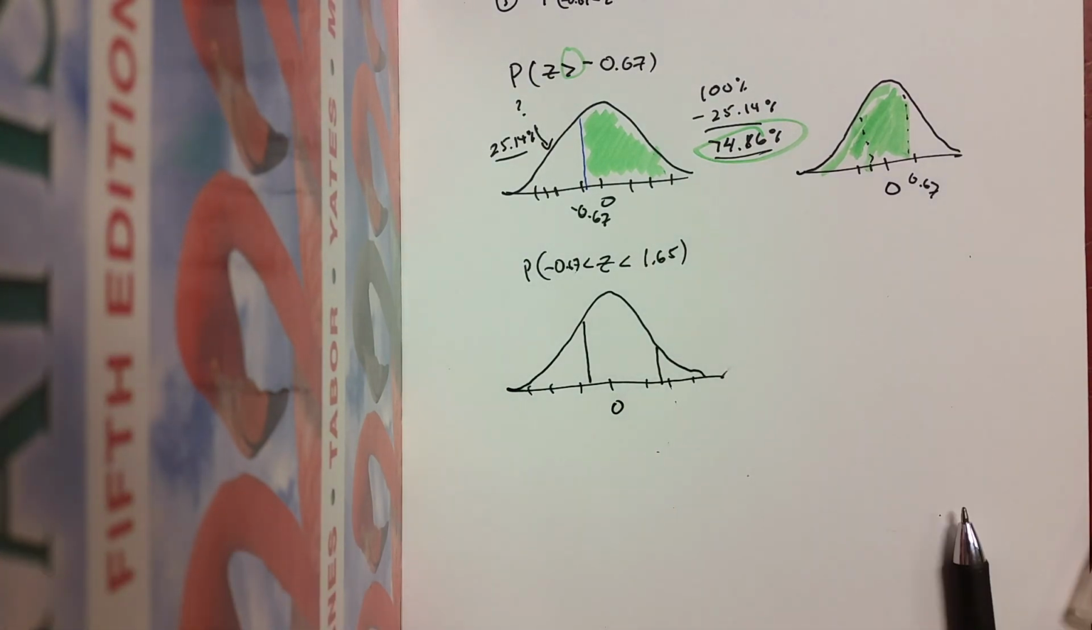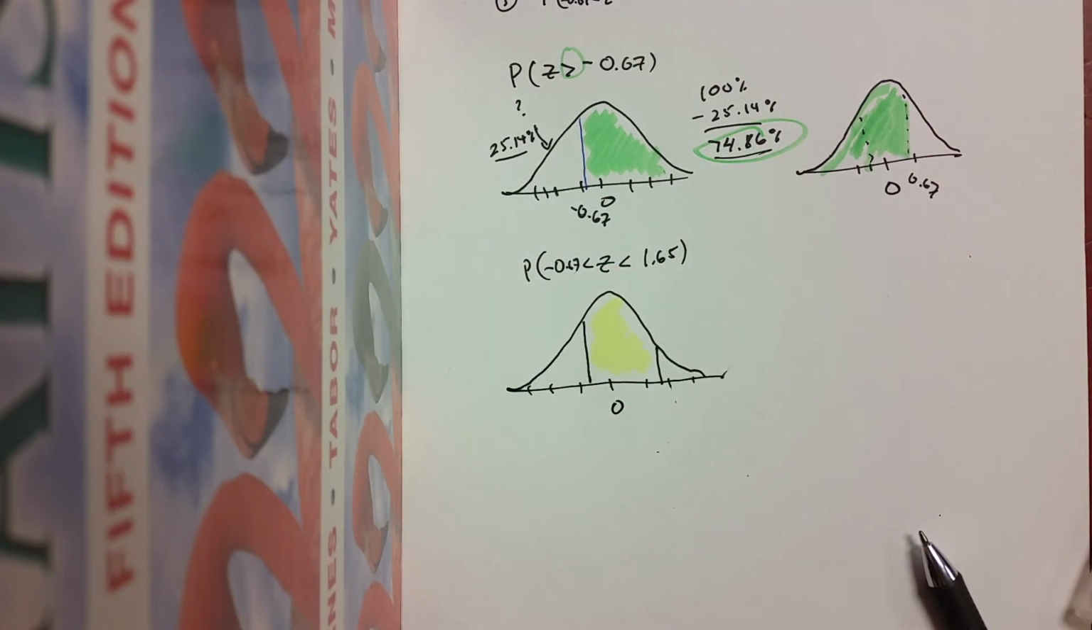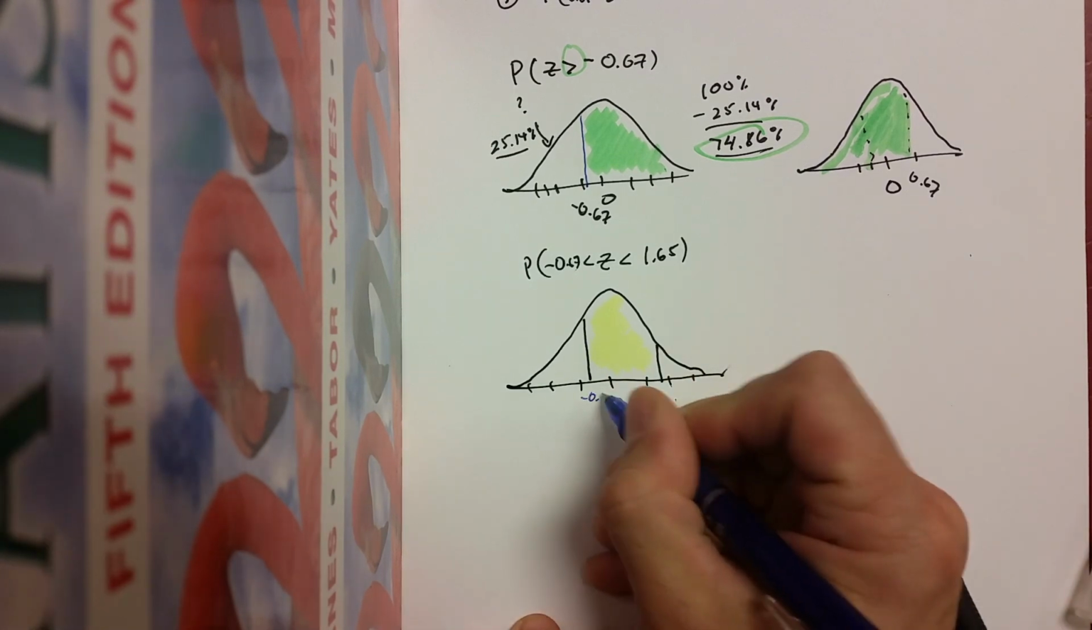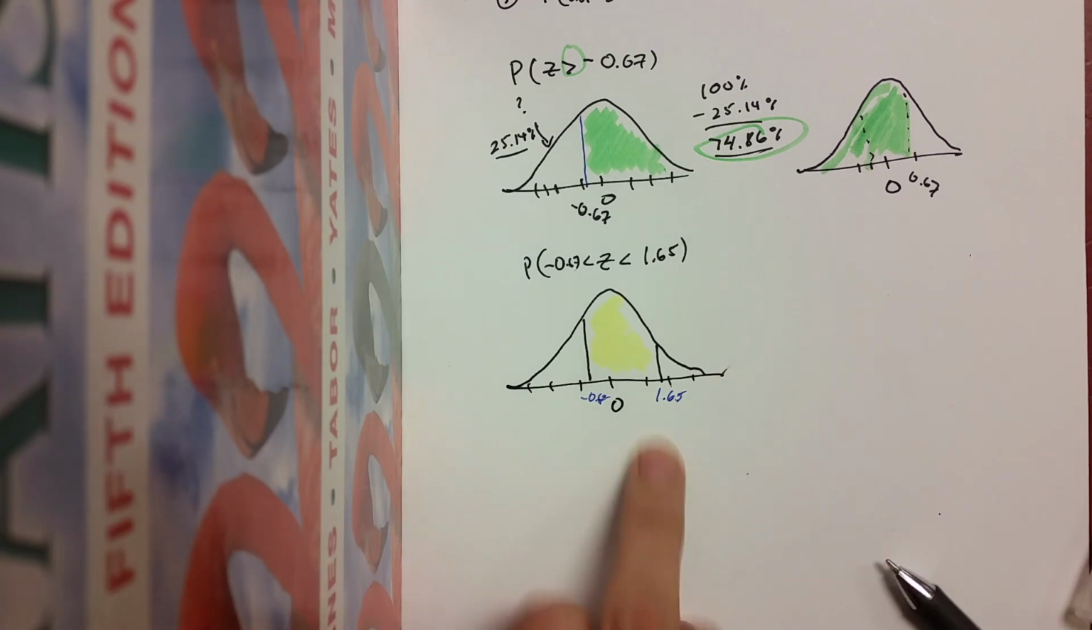I'm going to try yellow this time. Let's see if you can see it. Can you guys see that? Yeah, I can see it. So we want to know what that area is. All right, so this is negative 0.67. This is 1.65. All right, what are we going to do here?